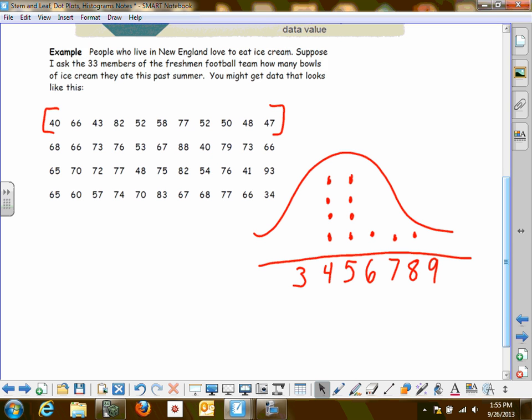Your homework has just 5 problems, 3 of which are multiple choice, 1's a stem and leaf to make, 1's a dot plot to make. So there you go.